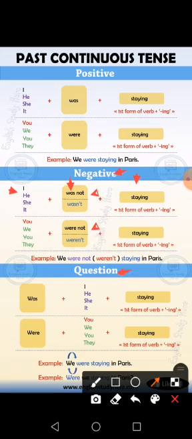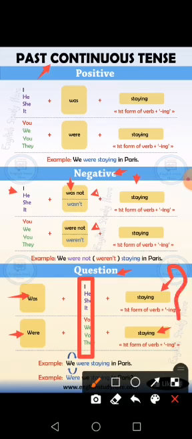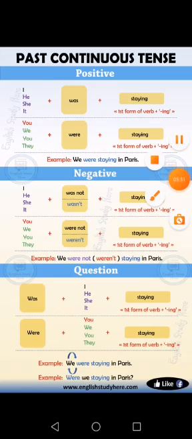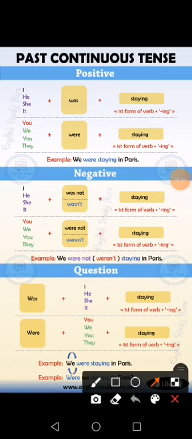To make it a question, how do we make a question in the past continuous? We use was or were at the beginning, then we use the subject, and after that we add ing and a question mark at the end, okay? So look at the example.